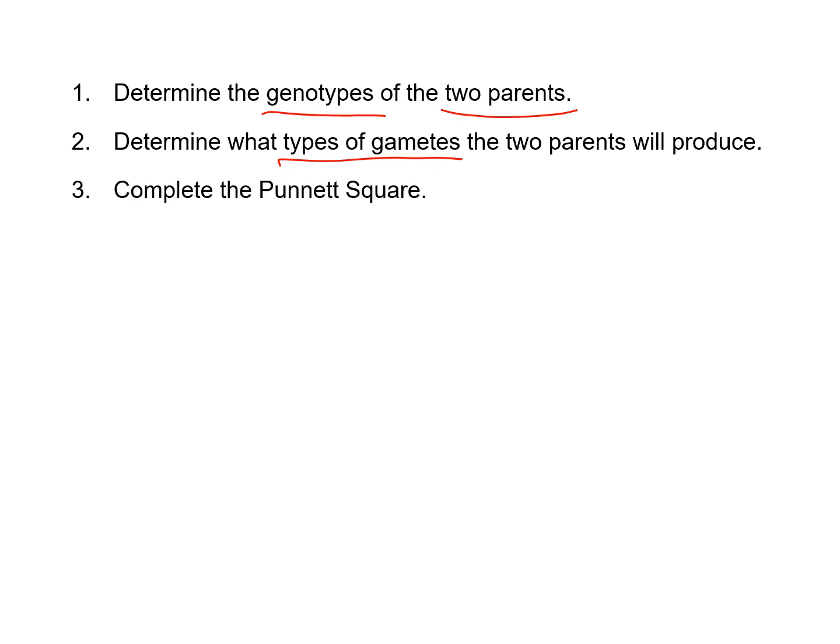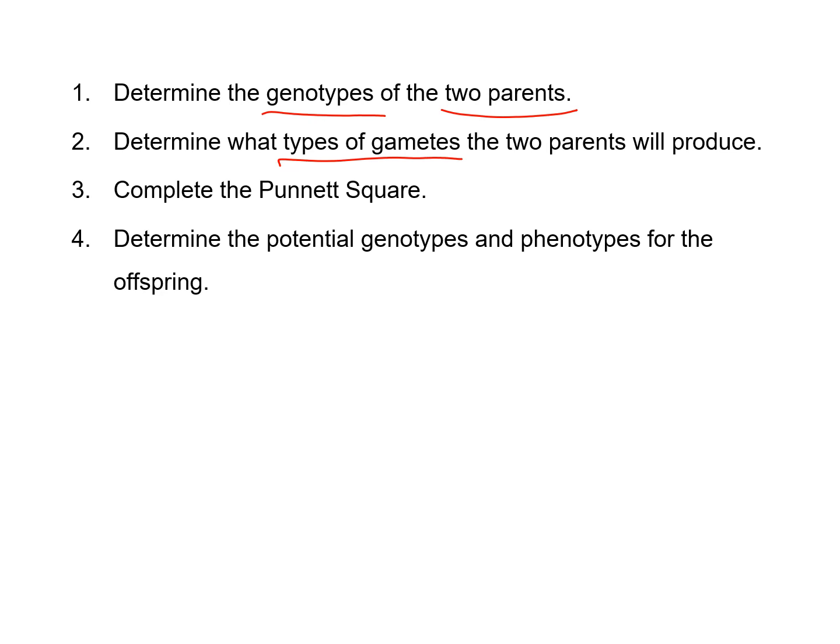Once you have determined the types of gametes, then you just need to fill out the matrix of the Punnett square. Once the Punnett square is filled out, then you can determine the potential genotypes that the offspring can have, and from the genotypes, you can figure out the phenotypes.